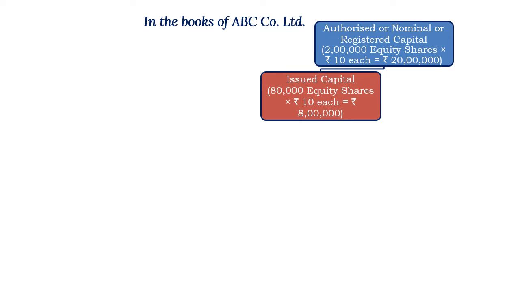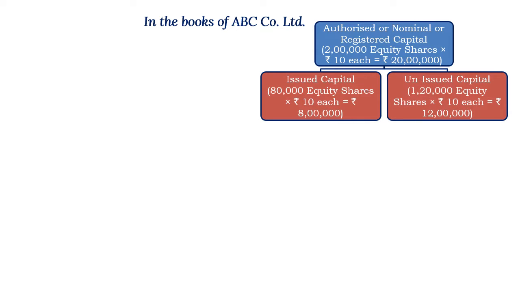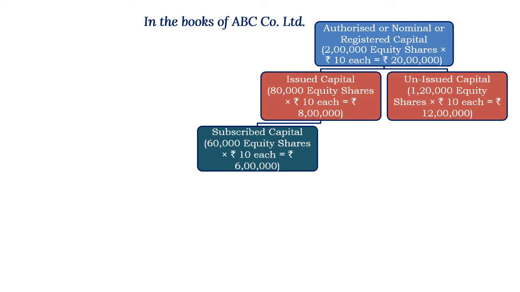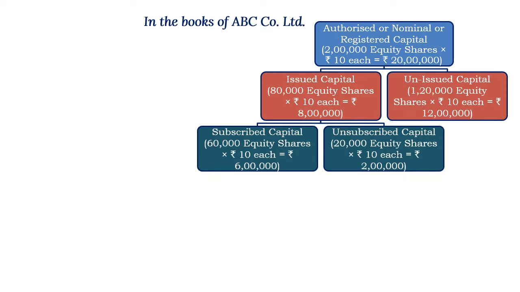Issued capital, 80,000 equity shares into rupees 10 each is equal to rupees 8 lakhs. Unissued capital, 1,20,000 equity shares into rupees 10 each is equal to rupees 12 lakhs. Subscribed capital, 60,000 equity shares into rupees 10 each is equal to rupees 6 lakhs. Unsubscribed capital, 20,000 equity shares into rupees 10 each is equal to rupees 2 lakhs.